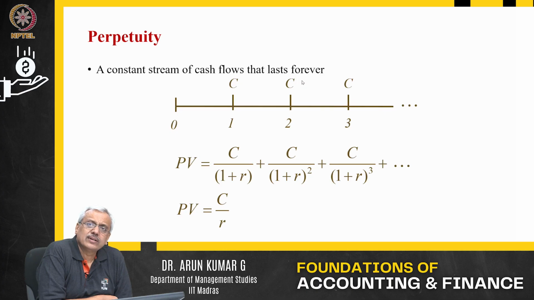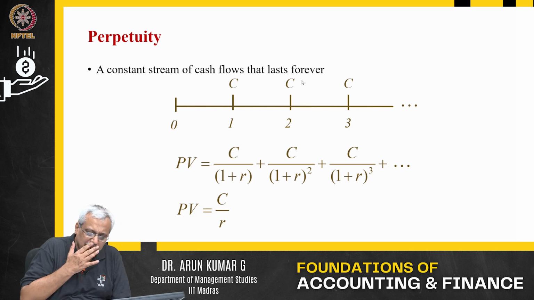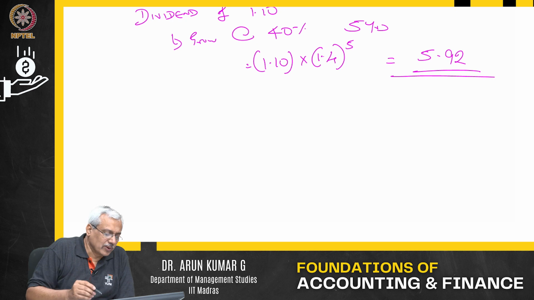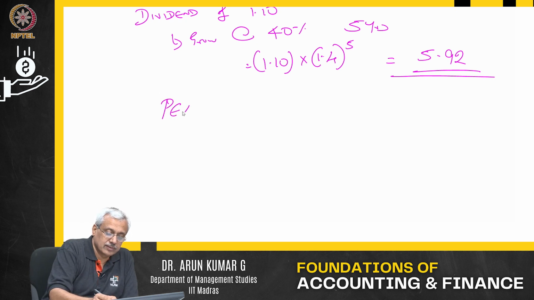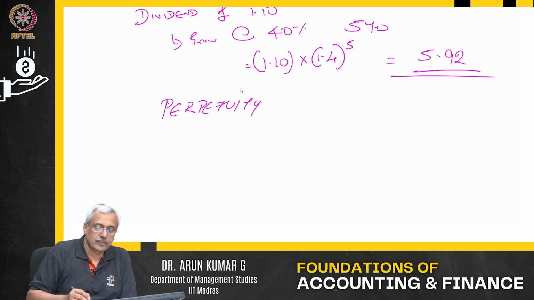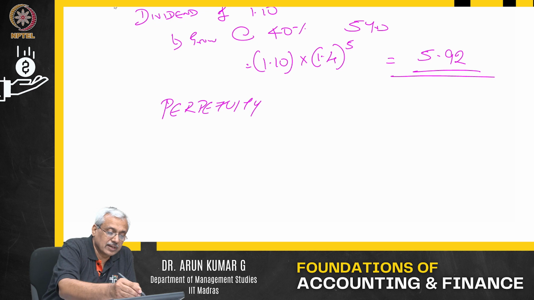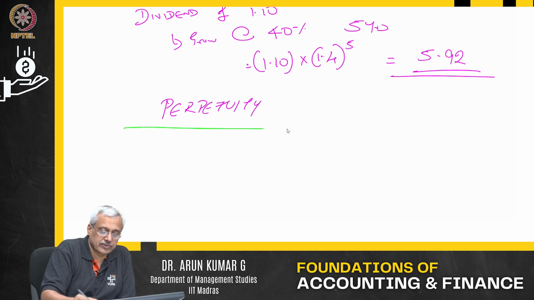So, what are we looking at? We are looking at the present value of the cash flows. Looks very confusing, don't worry, we will go to the whiteboard. So, we are looking at annuity, we are looking at perpetuity. Perpetuity, let's underline this perpetuity.